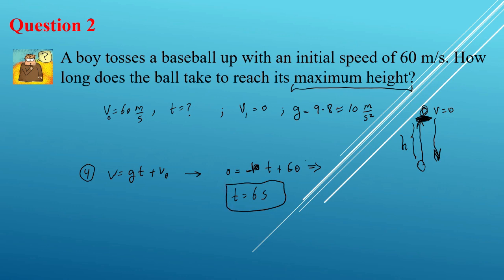So both of these questions, question 1 and 2, are similar, right? The difference between these two: the first problem, I solved it on the x-axis. I must know the acceleration, right? For question 2, I drop the ball, or a boy tosses it up, and then I should know the acceleration is 9.8 or 10 meters per second squared, and then find the time, right?